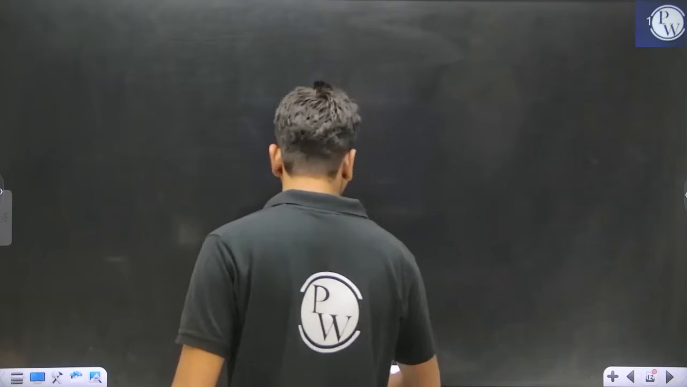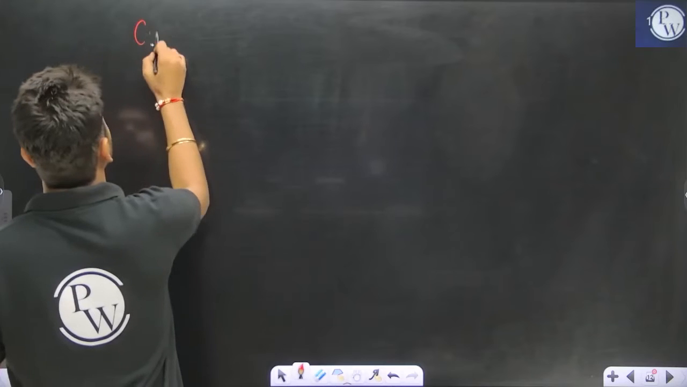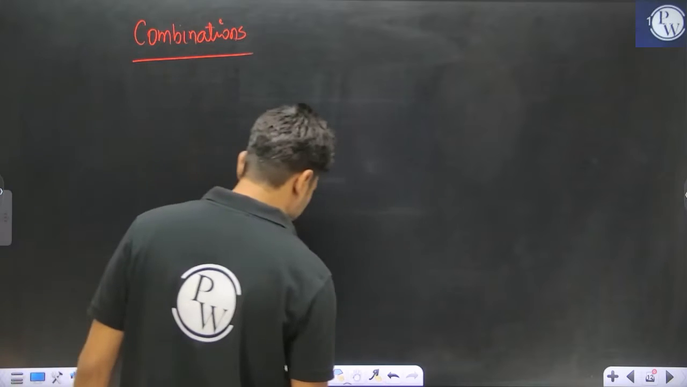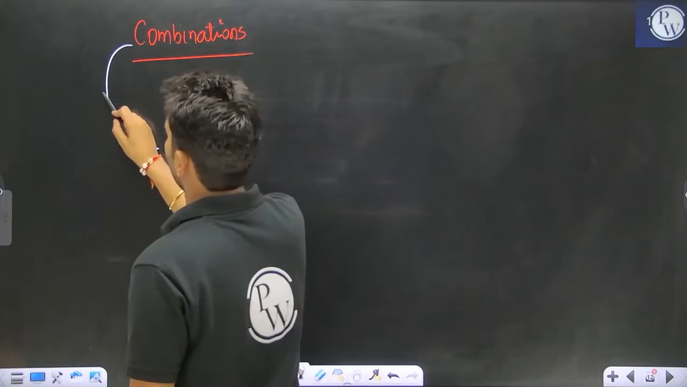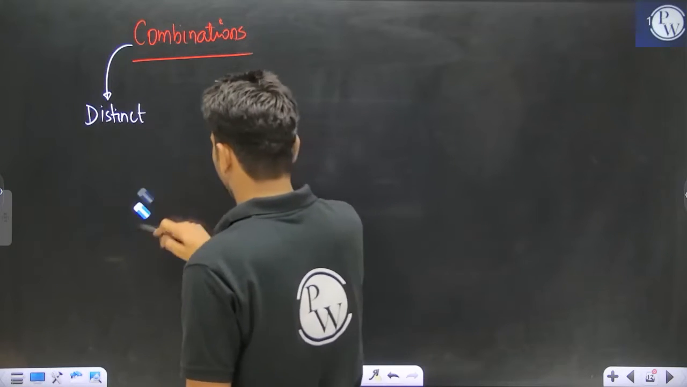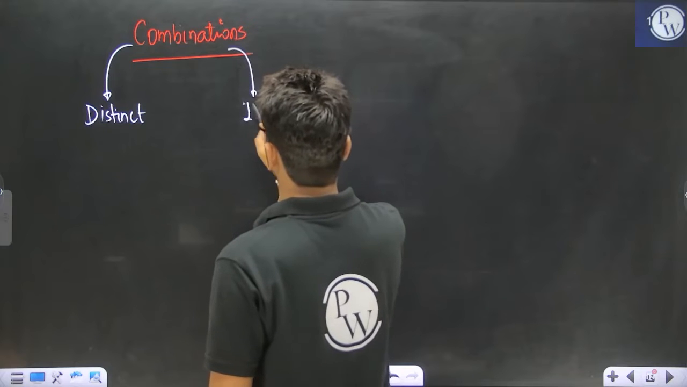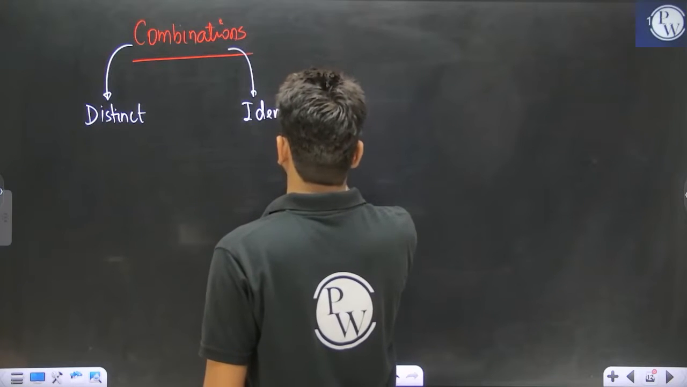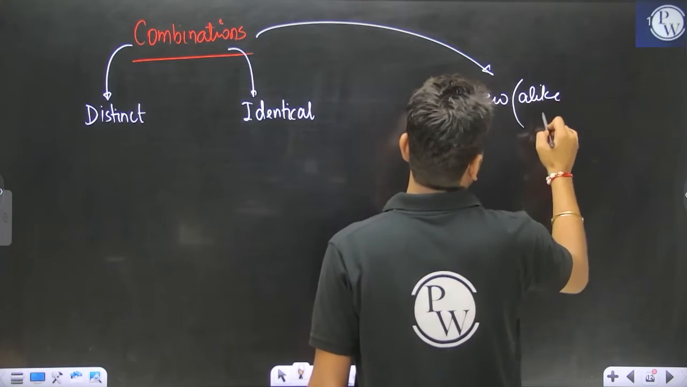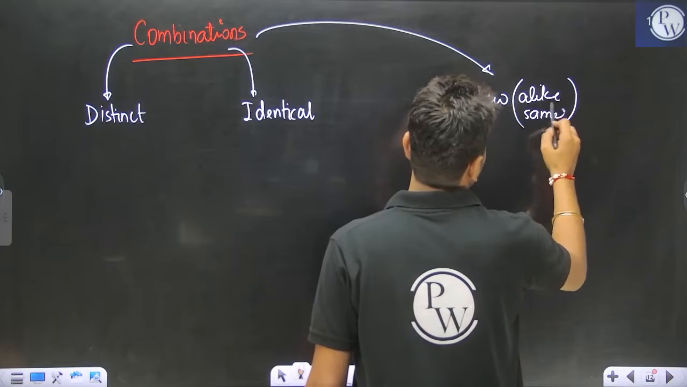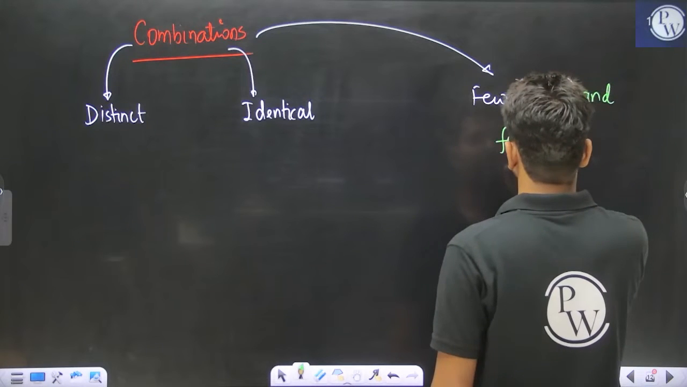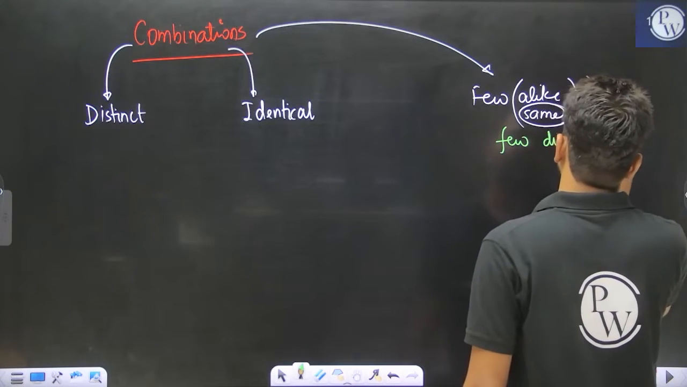Okay, let's first deal with combinations. Now, understand, there are three kinds of categories which can be formed in the problem. One is distinct, another one is identical, and another one is few alike. Alike means same. Few alike and few distinct. These are the three categories of problems.